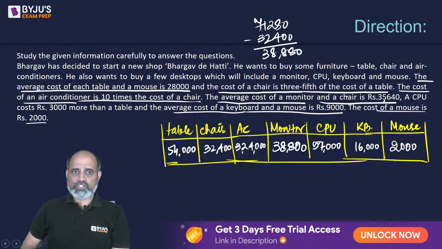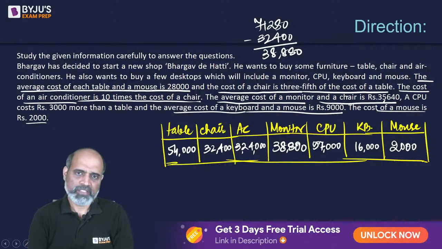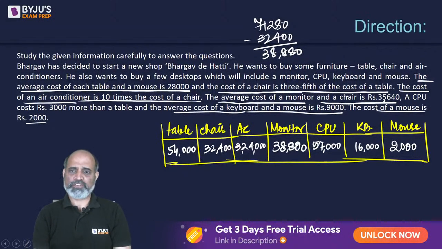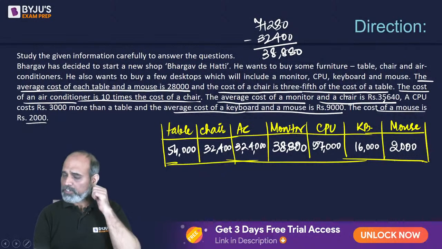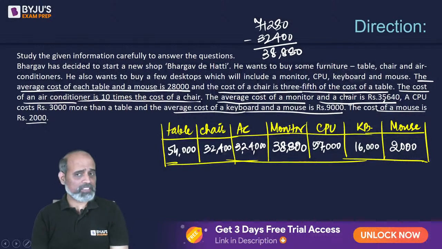The average cost of each table and a mouse is 28,000. So that is 56,000 is the total cost, out of which 2,000 is mouse. So 54 should be table. The cost of a chair is 3/5 the cost of a table. So we have got 3/5 of 54,000, 32,400. So everything makes sense.